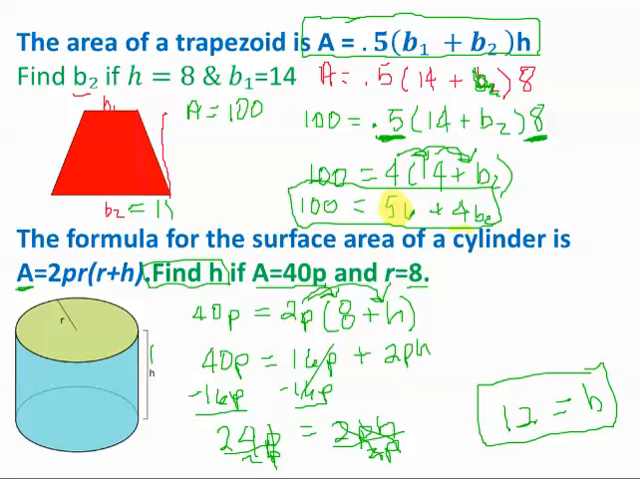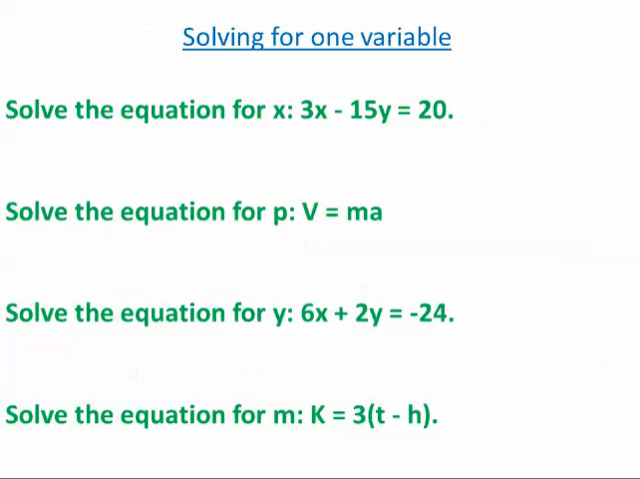So my height must be 12 if my radius was 8 and the area was 40P, which they gave us in the beginning. Kind of crazy, lots of variables, but really you're plugging in for every variable and then solving for one. Unlike these guys. These guys are solve the equation for x. So if we look at this equation right here, we notice that it has two variables in it, both an x and a y. So it looks funky, but we can still get x by itself.